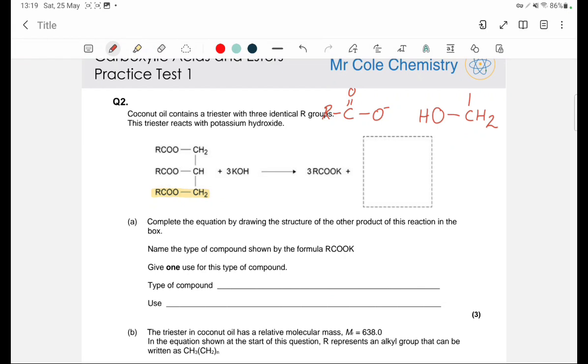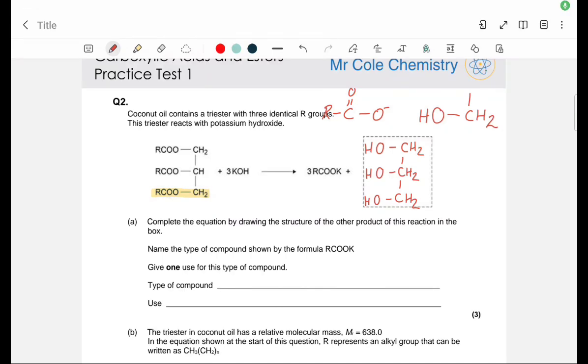Now, of course, this is only one part of the triester, so you actually end up with a trialcohol and 3 carboxylate salts. The 3 carboxylate salts are already written for you in the equation, so in order to complete the equation, we need to draw out the trialcohol. The most logical way that I can think of to draw it is like this.